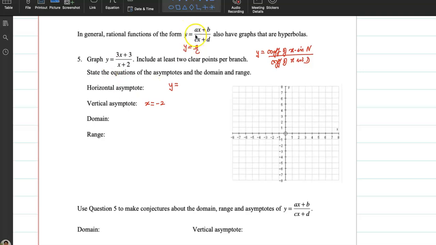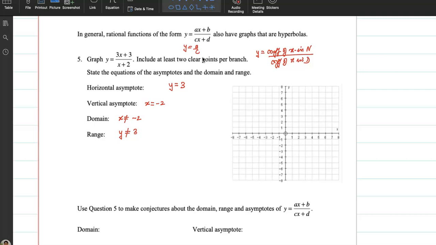So a upon c basically. This is a and this is c. So a upon c. So you have 3 upon 1. Let me write that: coefficient of x in the numerator upon coefficient of x in the denominator. So what will your domain be? Your domain would be x cannot be equal to minus 2. Range: y cannot be equal to 3.